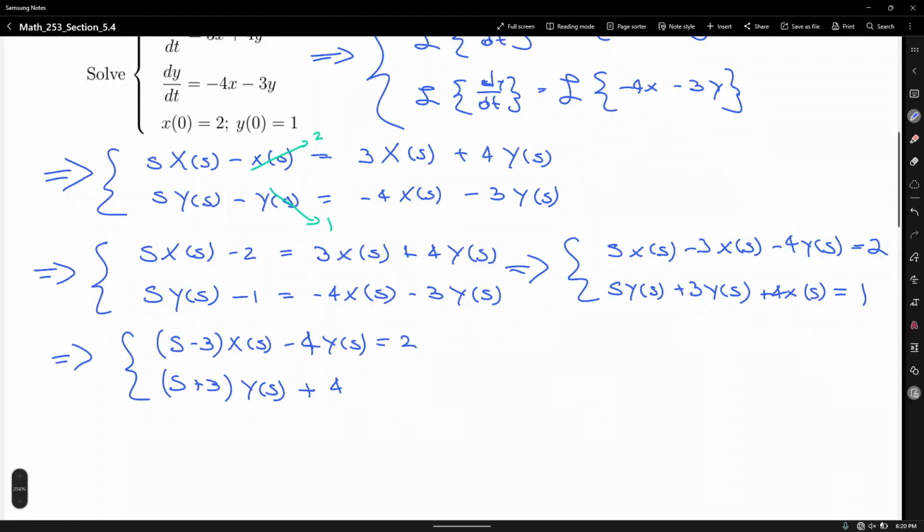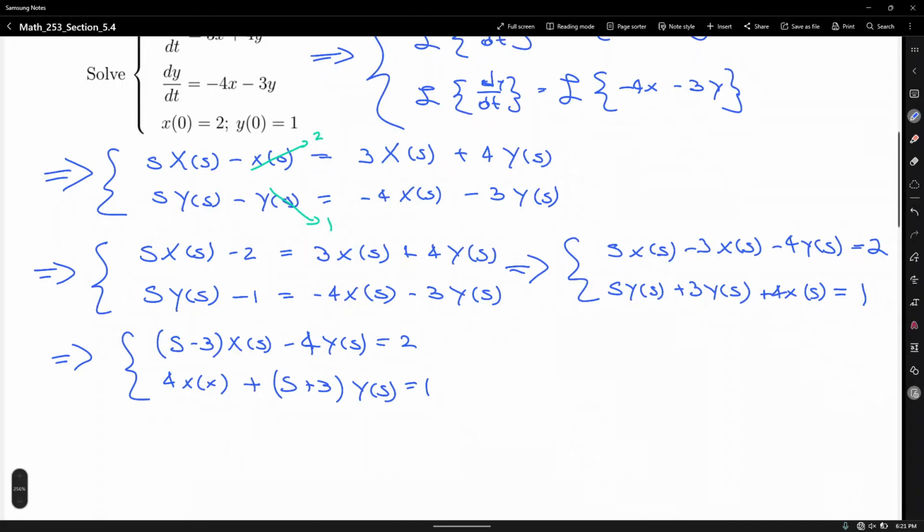Plus 4 X(s). But do you know what, guys? I think I'd rather have, let me write the x term first and then the y term afterwards. Otherwise, this could be a good place to make mistakes, which you don't want. So guys, that's the system of equations we need to solve.